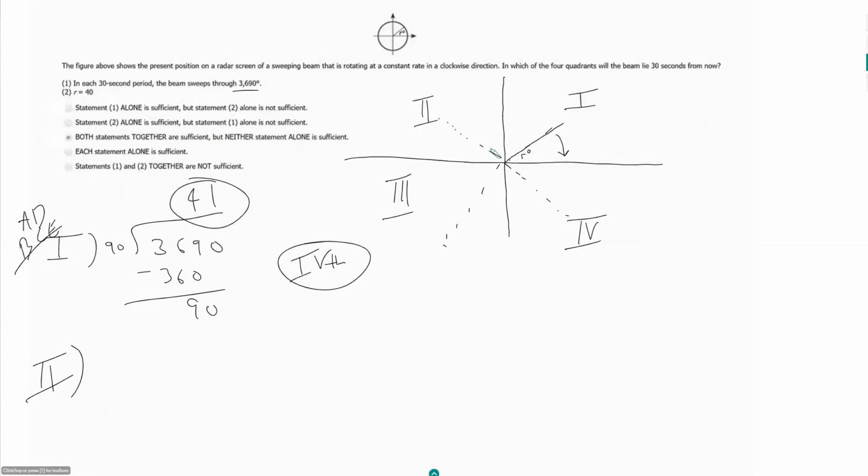R is equal to 40. Okay, so knowing R is equal to 40 is not helpful without knowing something about the rate at which our beam is moving, because if it moves 1 degree every 30 seconds, well, I'm still here. But if it moves 90 degrees every 30 seconds, well, I'd be in my 4th quadrant. So that is insufficient, and we're left with just the first one.